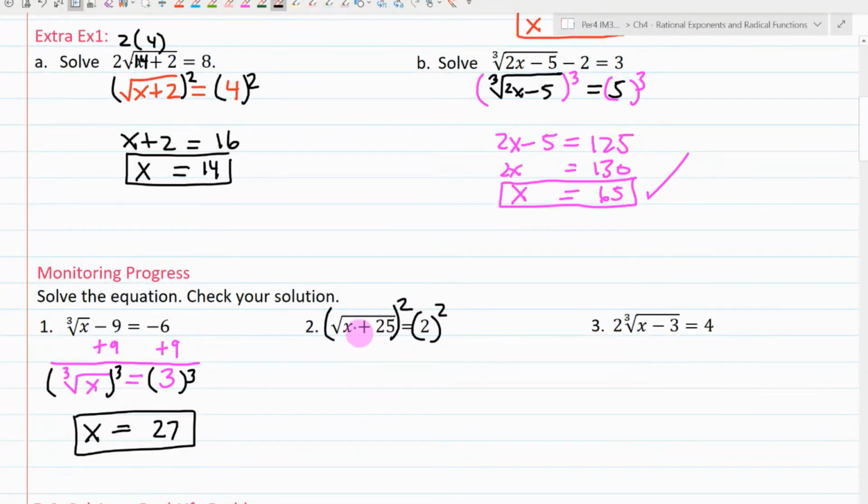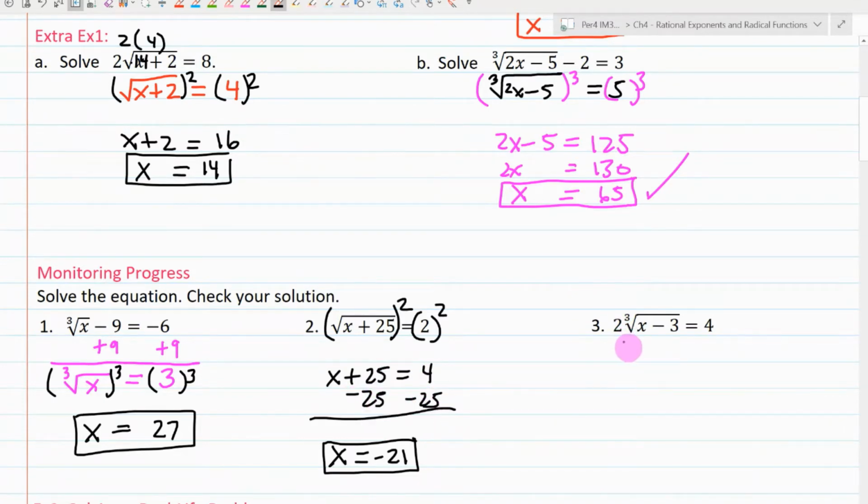For this one, we're going to square both sides. Again, the square root of 4 is 2, so you should know that this in here has to equal 4. That means that x has to be negative 21. It has to be in order to make that a 4. To square this, you're going to get x plus 25 equals 4. And then subtract 25.